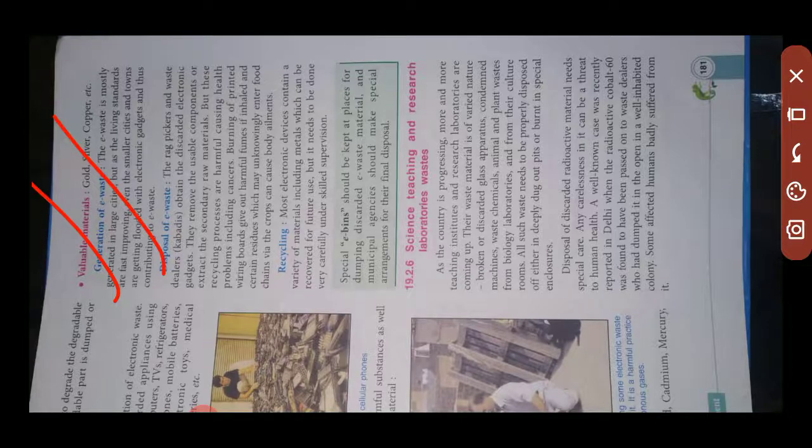Then recycling: most electronic devices contain a variety of materials, including metals which can be recovered for future use, but it needs to be done very carefully under skilled supervision. That is a very nice keyword, skilled supervision. Otherwise it can't be done by just any person. Skilled labor is needed for doing these kinds of things.